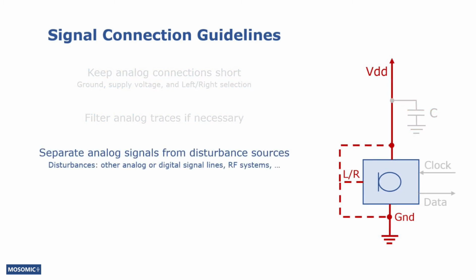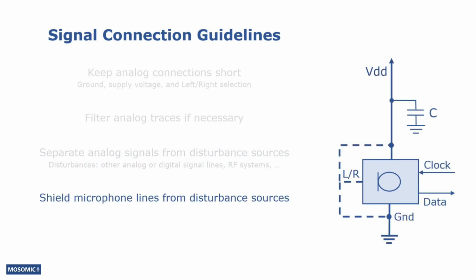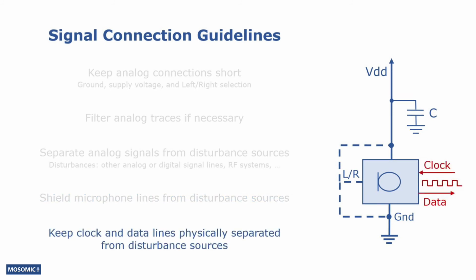All the analog signals should be separated from disturbance sources, such as other analog or digital signal lines, RF systems and so on. If necessary, appropriate shielding, such as ground planes or ground traces or complete Faraday cages, must be applied between the microphone lines and disturbance sources. Even though digital signals are robust against disturbances, it's still a good practice to keep the microphone clock and data lines physically separated from potential disturbance sources such as RF systems and high-speed transmission lines.